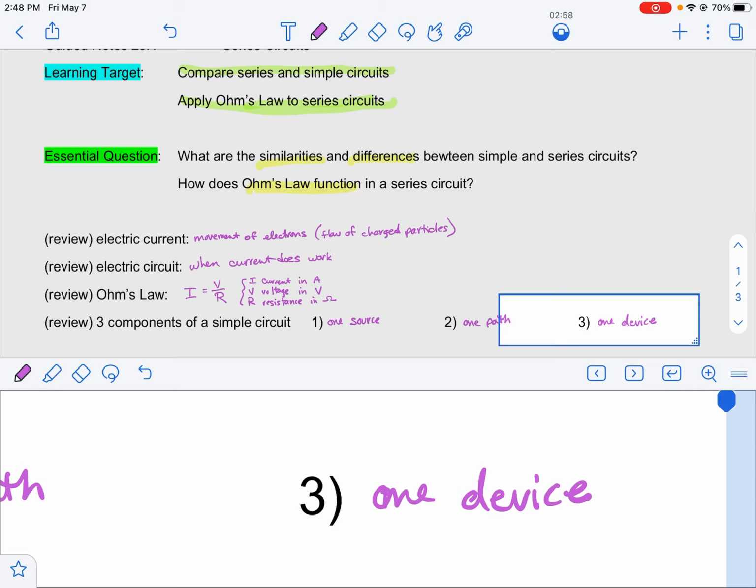And when we were in class, we built our simple circuits with light bulbs. We also added a switch to our simple circuits. Remember, we said a switch does not change the type of circuit it is because the switch doesn't really do anything, right? It's just there to turn it on or turn it off. All right, so there's our review material.